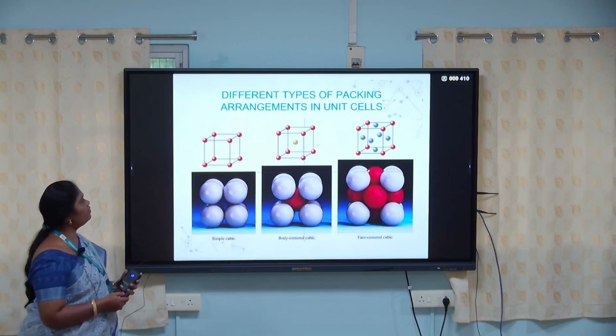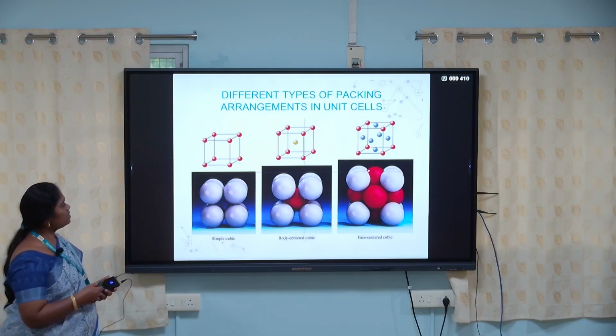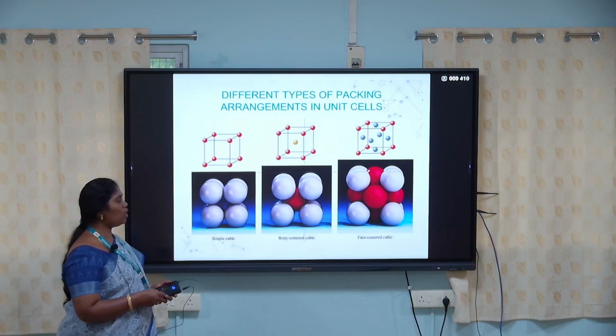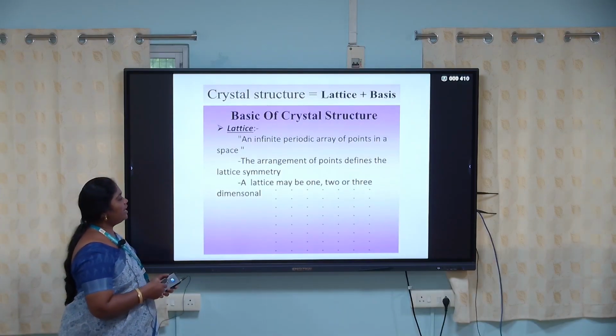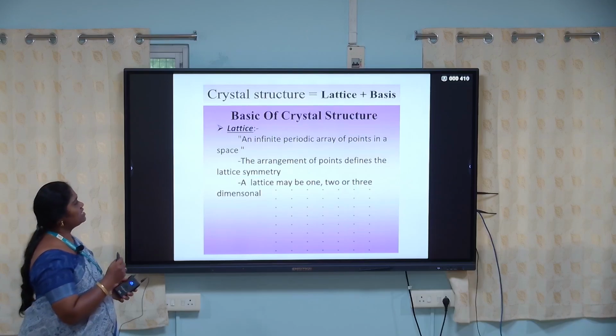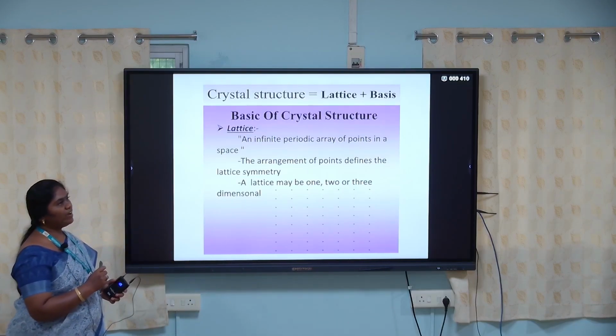So there are different types of packing arrangement in the unit cell. So these are all the arrangements. So first one is simple cubic, second one is body center, and the third one is face center. And before getting into the arrangement of atoms in the crystal, we should know the structure of the crystal. So the structure of the crystal can be defined.